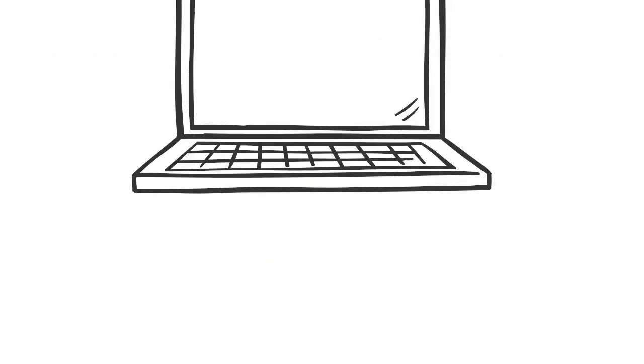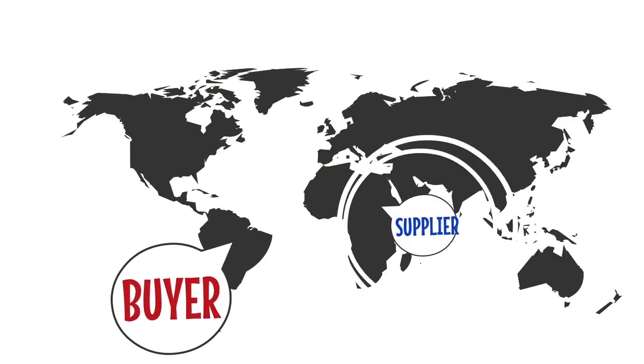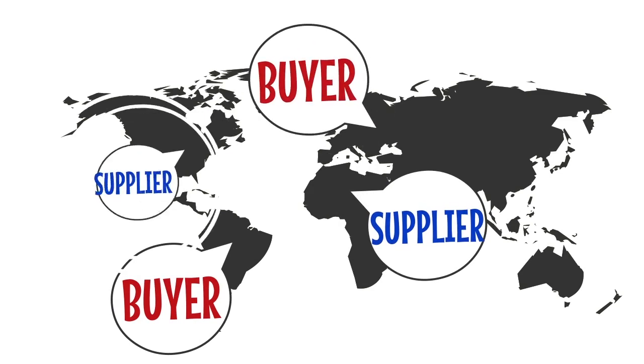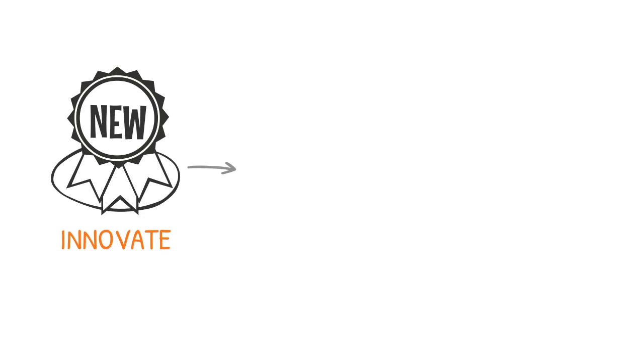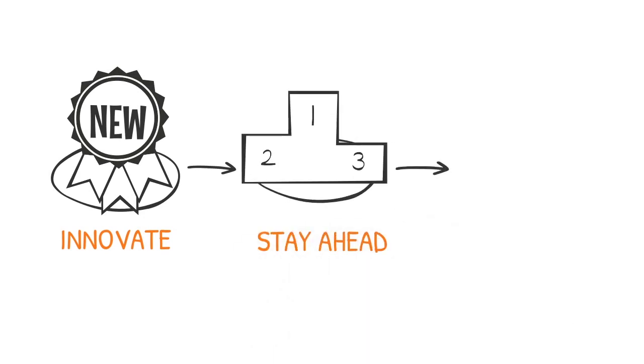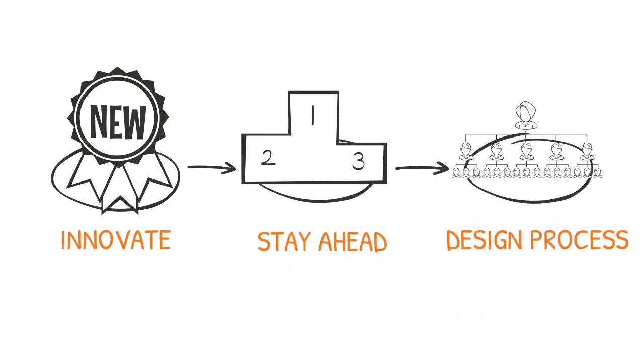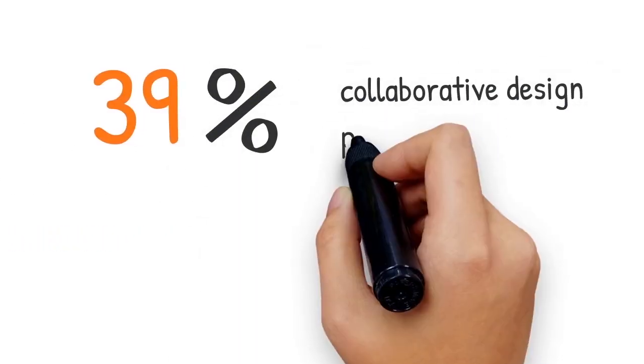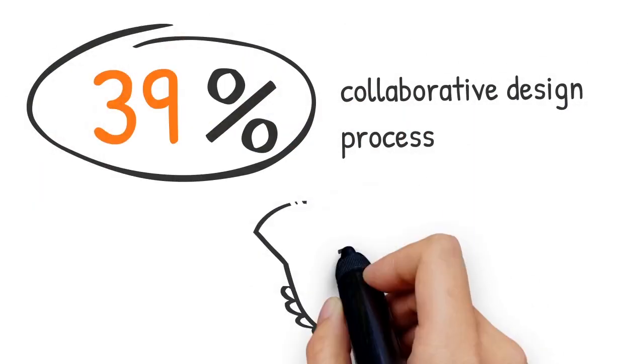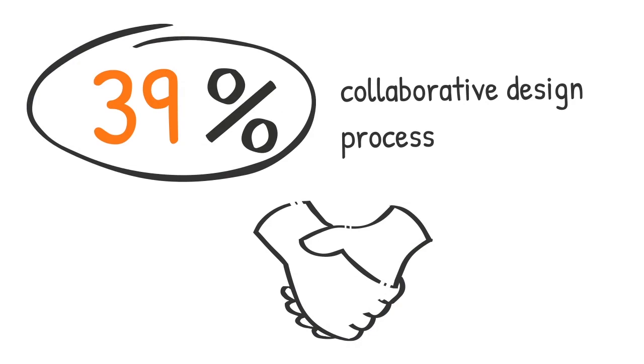Having a website to connect buyers and sellers is easy to implement. The challenge enters the picture when there are multiple suppliers and buyers involved across different geographical locations and time zones. Companies will be pressured to innovate and stay ahead of their competition, which includes taking care of all elements of the design process. Around 39% of product development companies have implemented a collaborative design process across all locations with improved functionality.